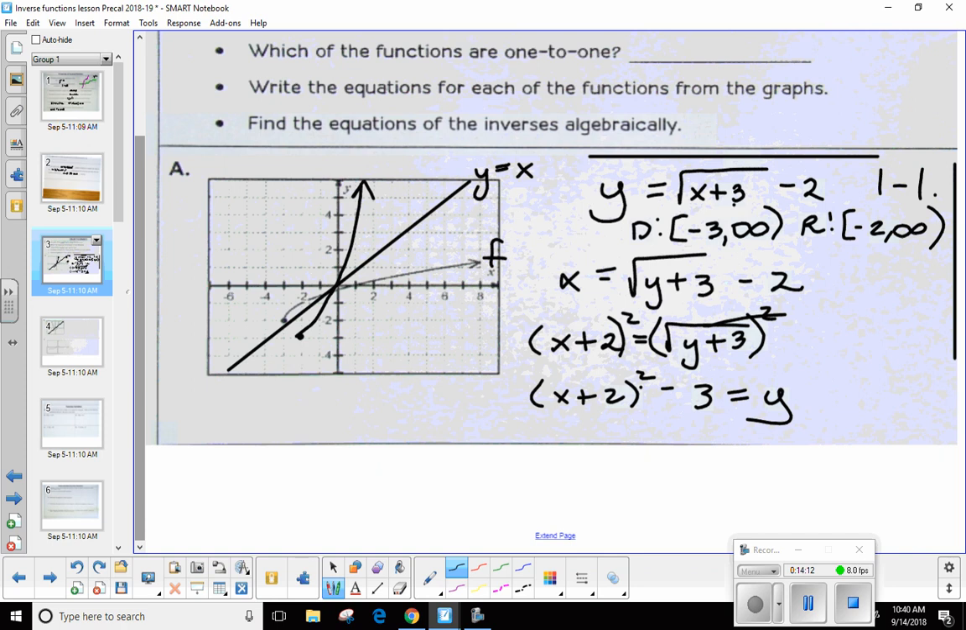Everybody's okay with that? Now remember, what are we doing with inverses? What are we doing with the domain and the range? We're flipping them. So the domain of this inverse should be the range of the original, -2 to infinity. And the range can be what? The domain of the original, -3 to infinity.